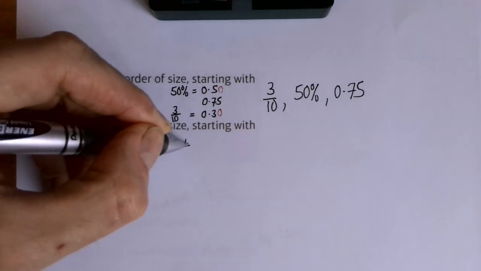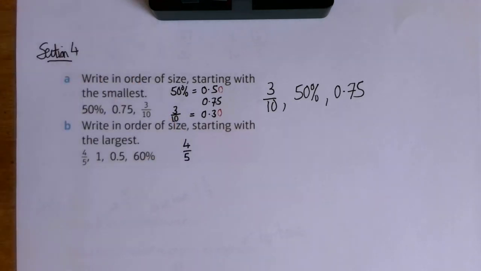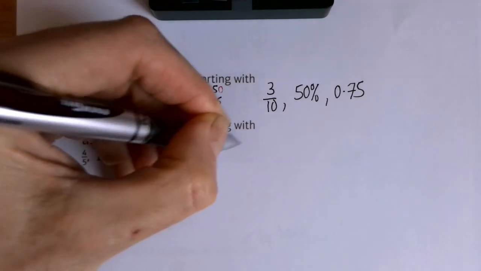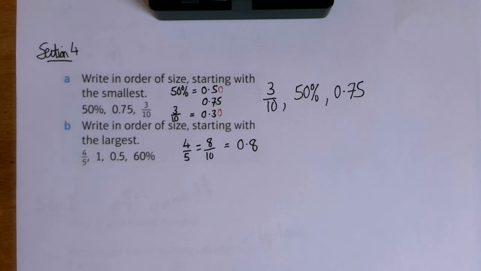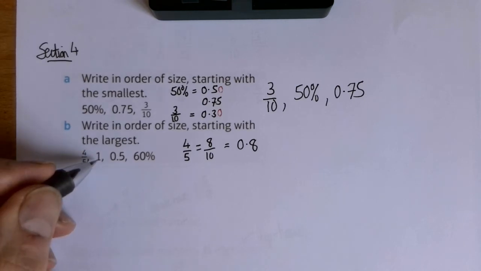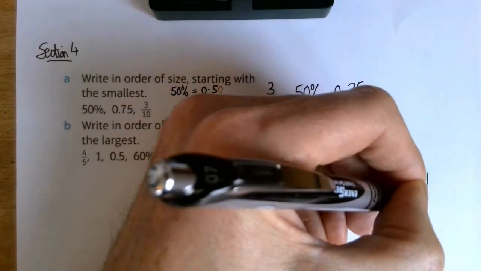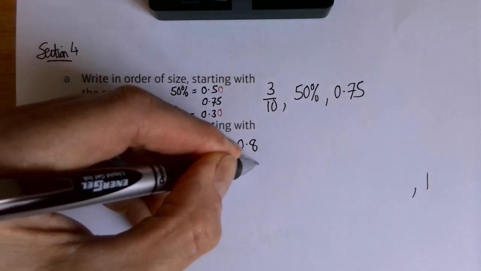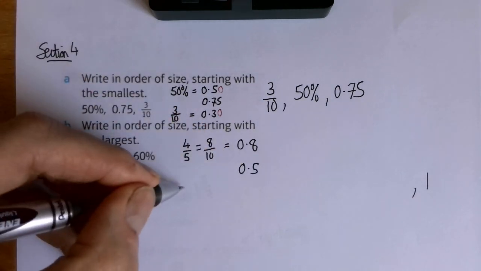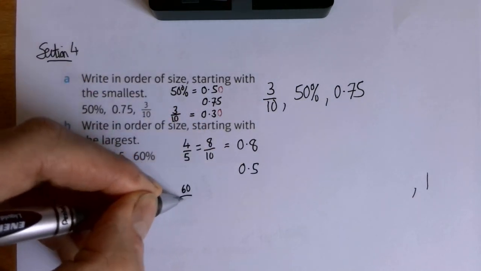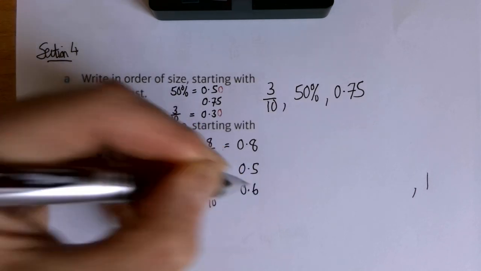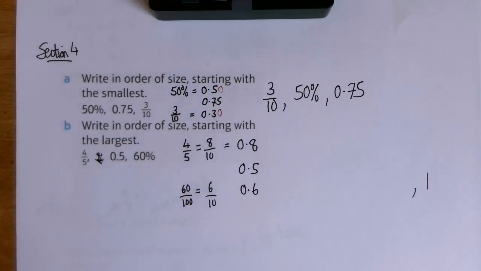Okay, so 4/5, well, that's a bit fiddly, but I know that that's the same as 8/10, so that's 0.8. Again, I'm going for decimals again. Clearly 1 is going to be the biggest, isn't it? So I'm going to write that at the end of my list and not worry about that. 0.5, already a decimal. 60%, so that's 60 out of 100, which simplifies down to 6/10. So that's 0.6. So now they're all written as decimals, so I can compare them, and I didn't have to fill in extra zeros. They're all one decimal place.